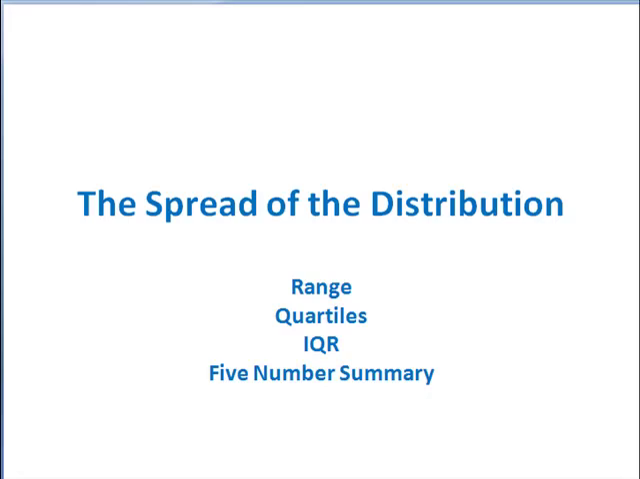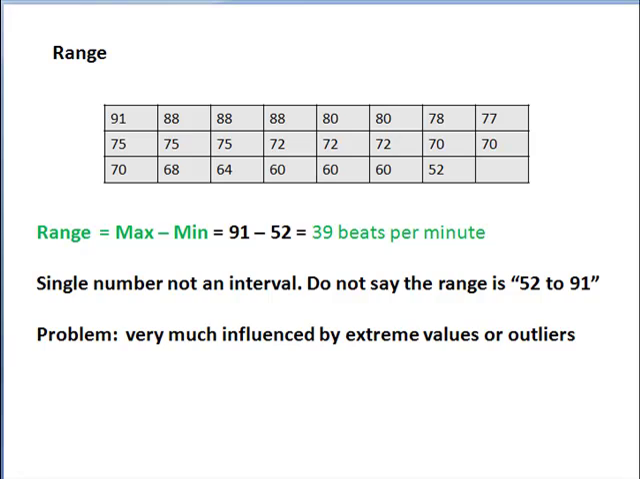Equally important as describing the center of a distribution or data set is describing how spread out the data is. In this lesson, we will describe one very popular and important way to do this. First, let's consider the most basic way to describe the spread of the data. Simply subtract the minimum from the maximum. So, for our pulse rate data, the range is 91 minus 52, or 39 beats per minute.